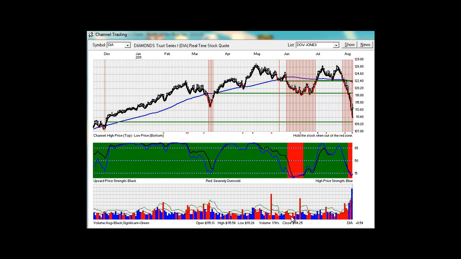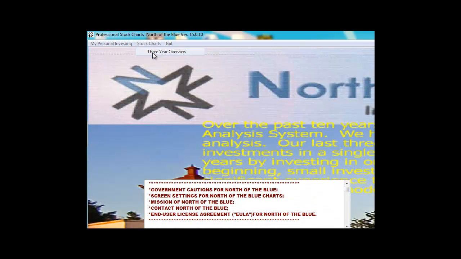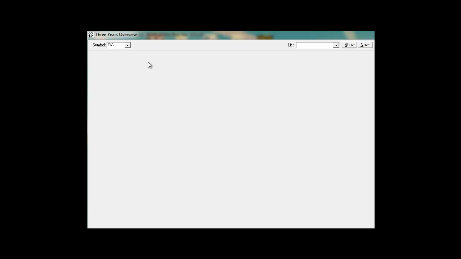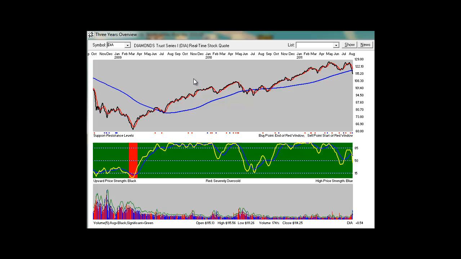But the real thing I want to take a look at here is the 3-year overview. So go to stock charts, pull up the 3-year overview, and we will type in DIA to look at the Dow Jones again. So real quickly on the 3-year overview, if you're not familiar with it, this is the blue moving average, and take note of the black trend line. You do not need to worry about the red trend line. And if you look right over here, we see the black trend line has actually passed down below that blue moving average.